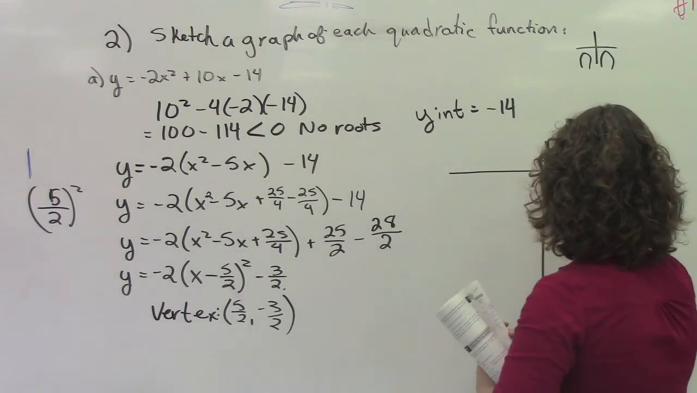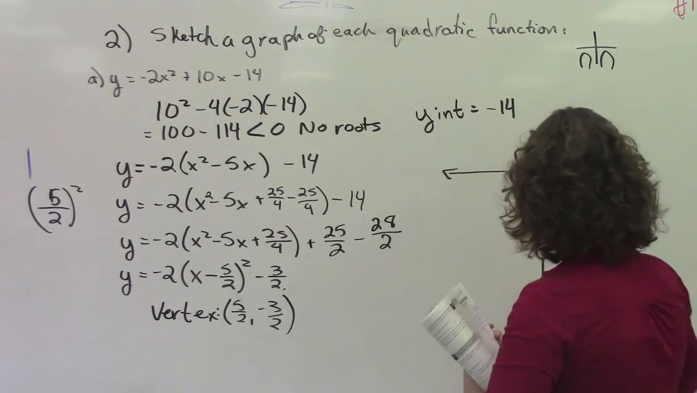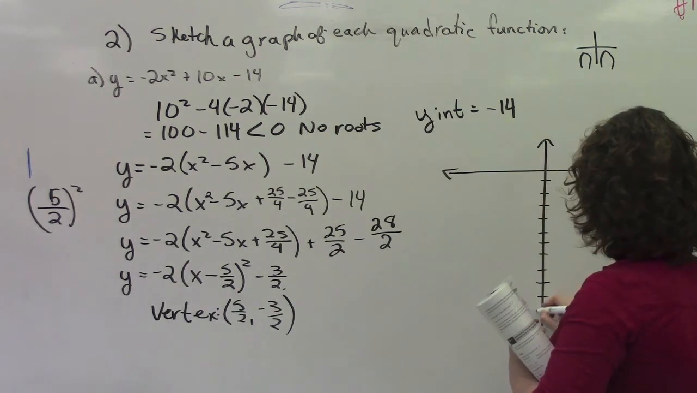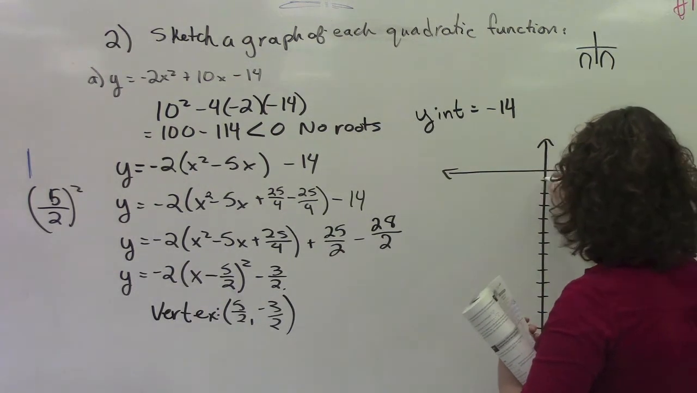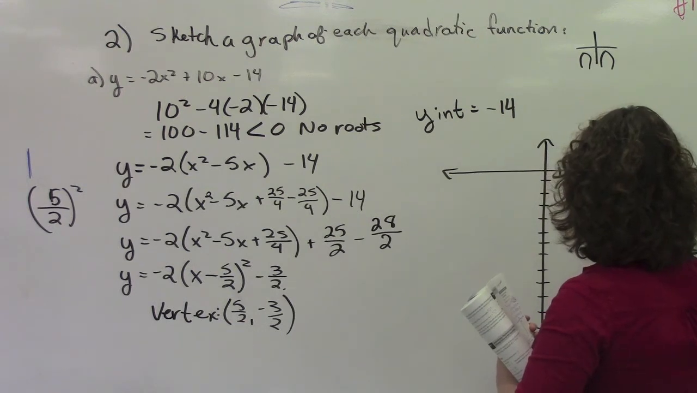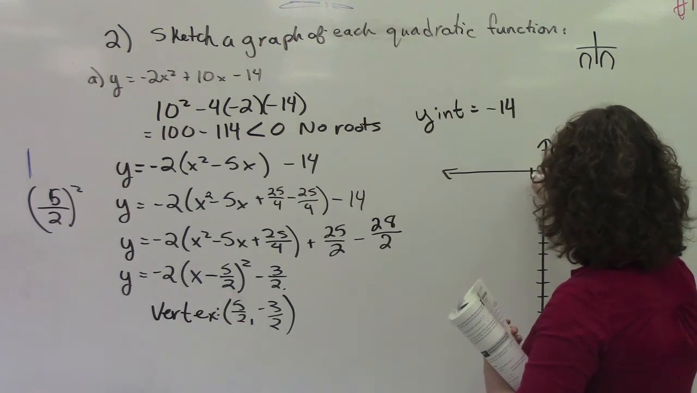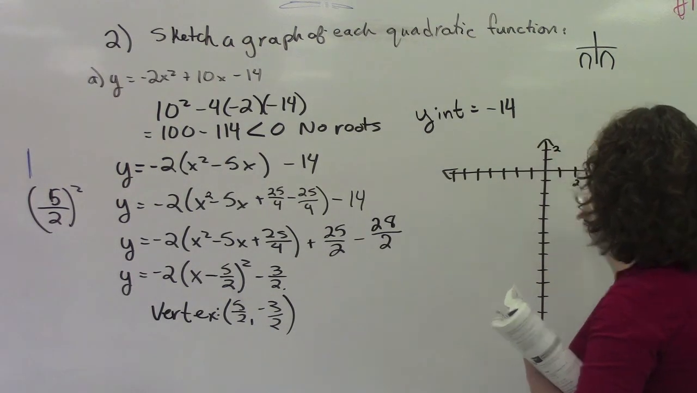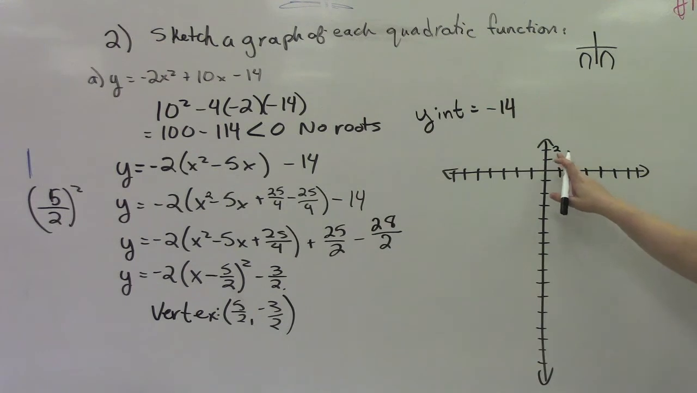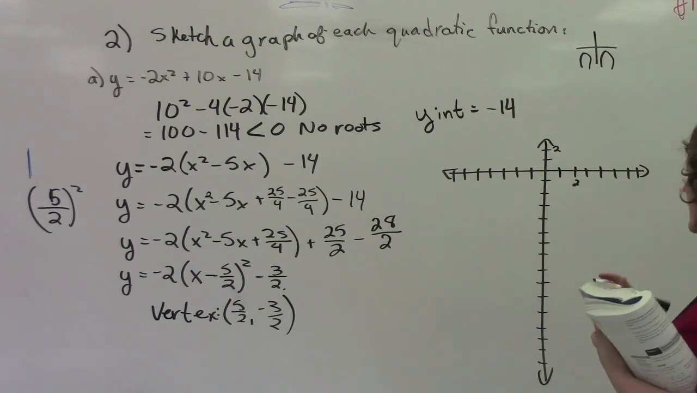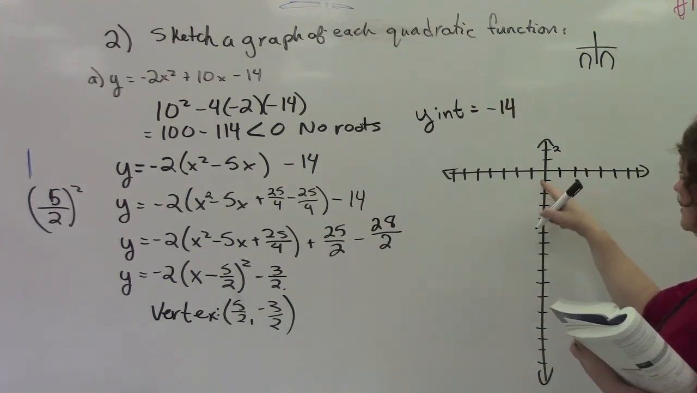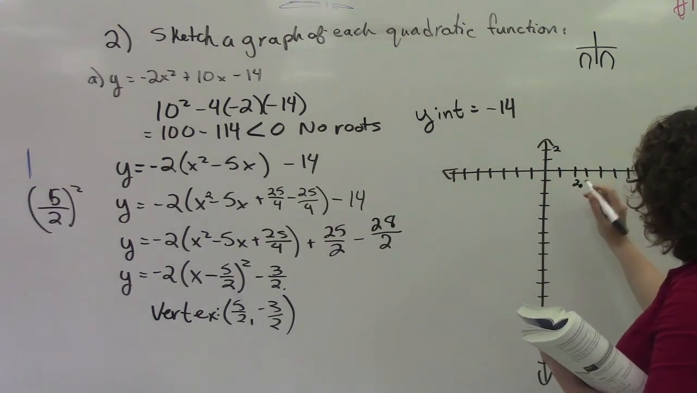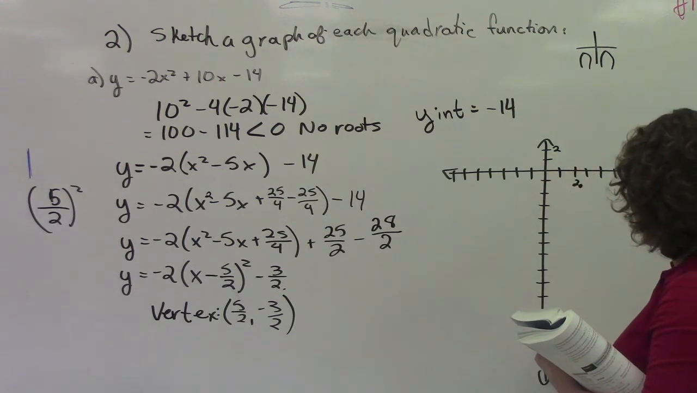So look at this, folks. I'm just going to graph it. 1, 2, 3, 4, 5, 6, 7, 8, 9, 10, 11, 12, 13, 14, 15. 1, 2, 3, 4, 5, 6, 7. So this is 2, and this is positive 2. So I've made known my scale. So the vertex is going to be positive 2.5, negative 1.5, so it's going to be here. I know that my y-intercept is going to be at negative 14.